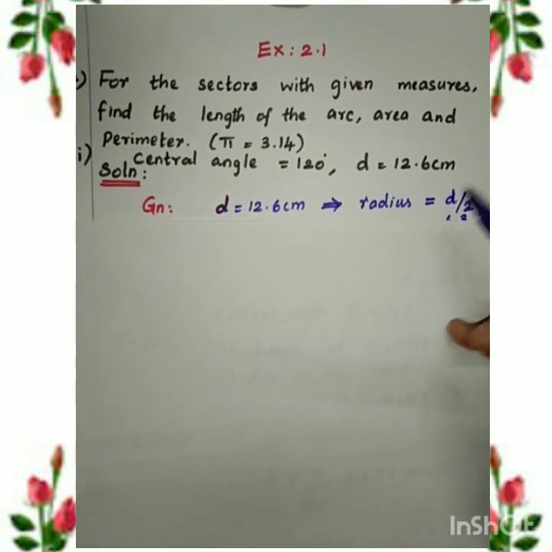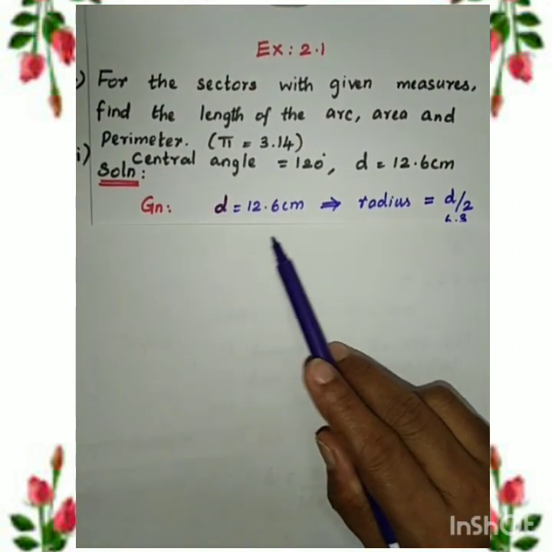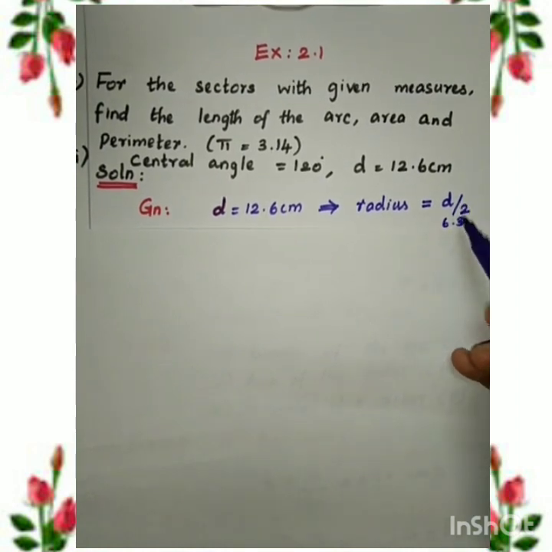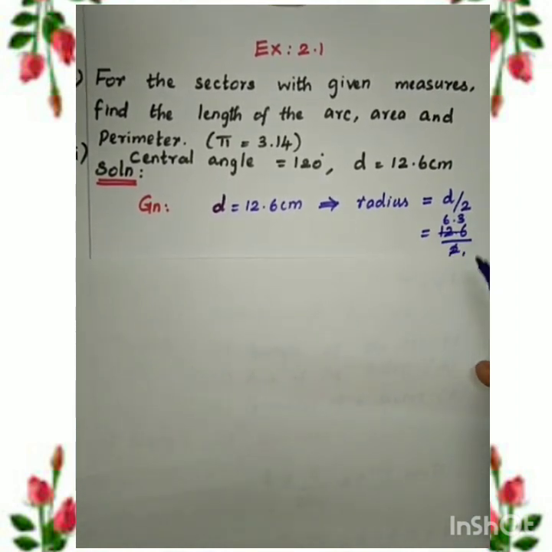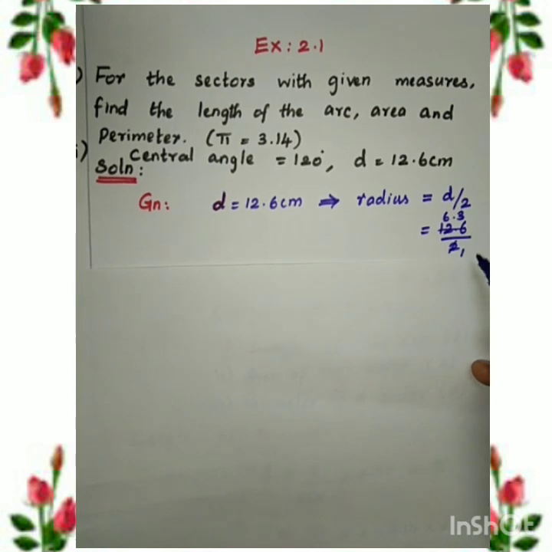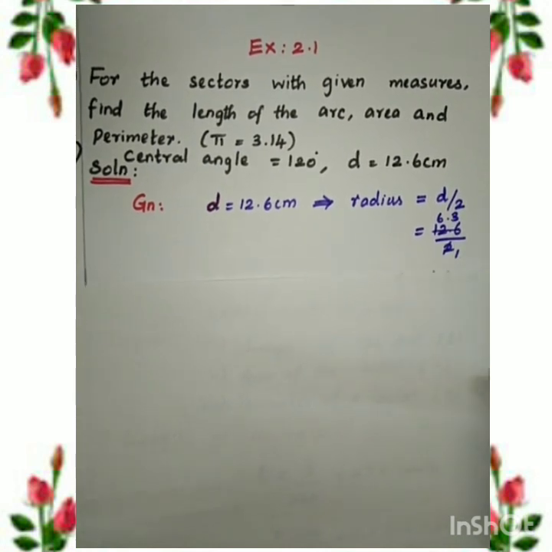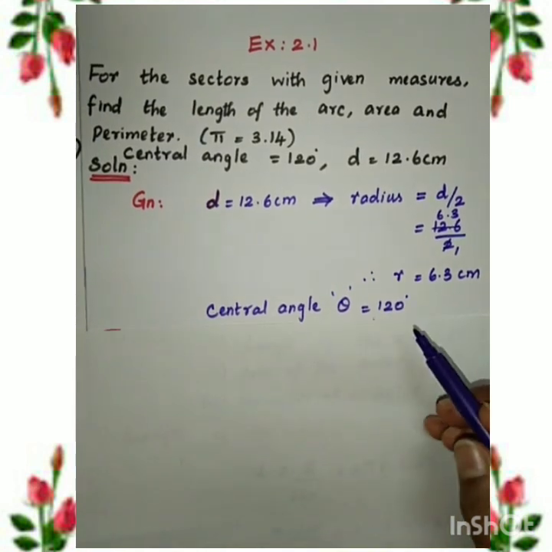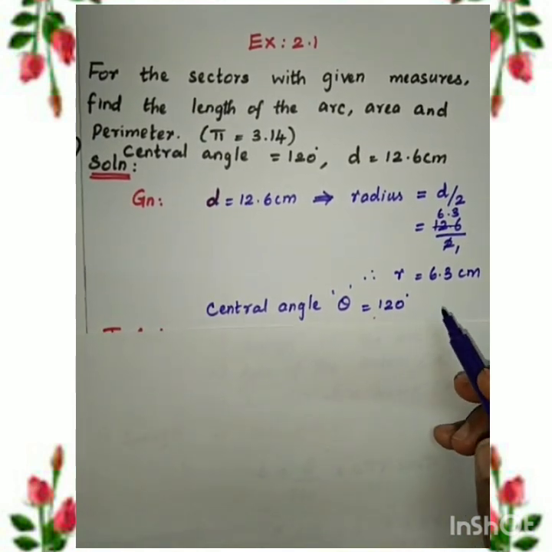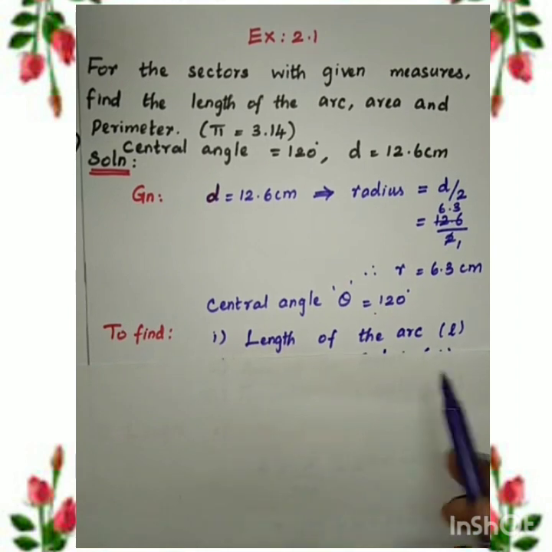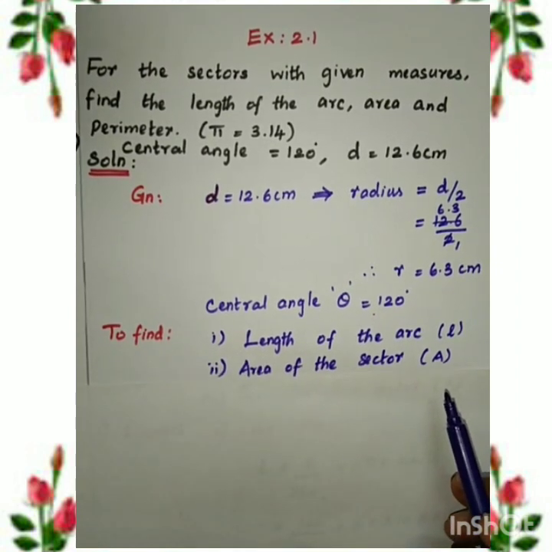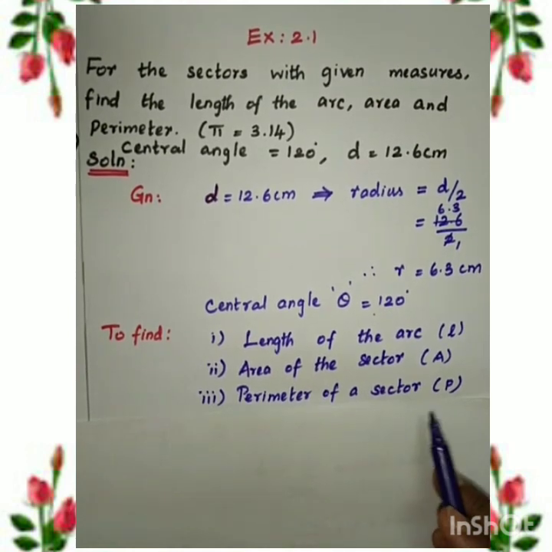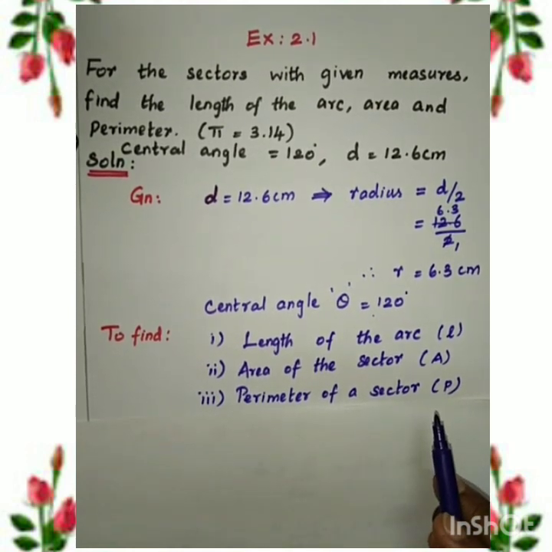So solution, first given diameter is 12.6 centimeters, so convert into radius. So radius equal to diameter by 2, that is 12.6 by 2. So we can cancel with the 2 table. So 6.3. So radius is 6.3 centimeter. Central angle theta is 120 degree. To find first subdivision length of the arc, second subdivision area of the sector, and the third subdivision perimeter of a sector. First we are going to find out length of the arc.